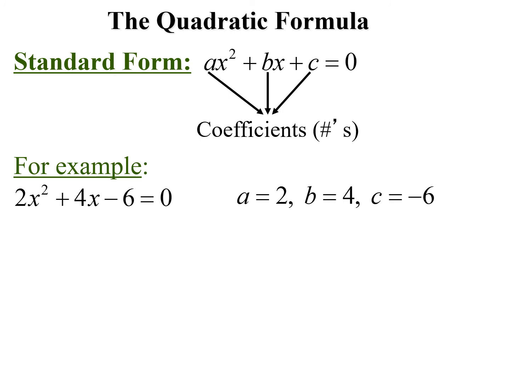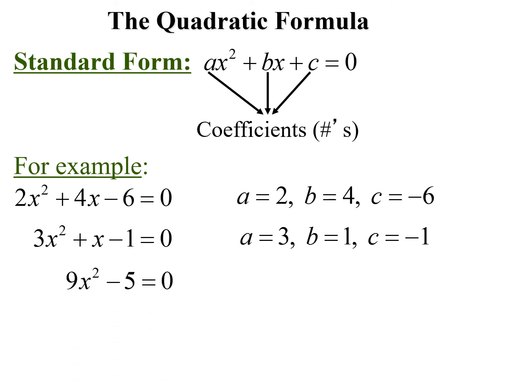Always remember that whatever sign is in front of the term is whether it's positive or negative. Next, we have 3x squared plus x minus 1 equals 0. Again, this is in standard form. In front of x squared, we have 3, so that's a. In front of x, we don't see a number, but we know there's a 1 there, so b is equal to 1. And then c is equal to negative 1.